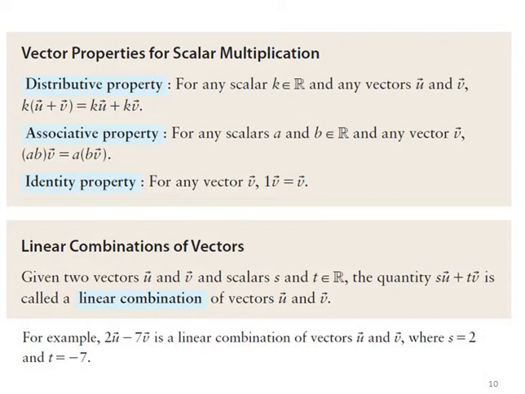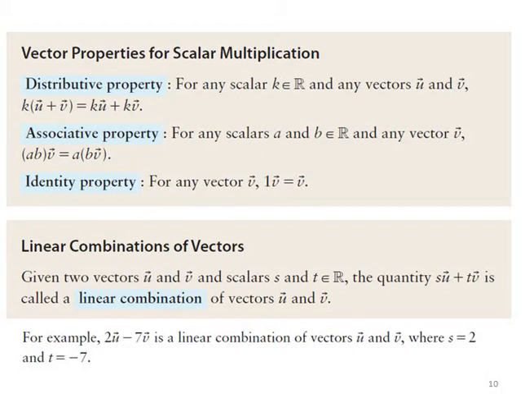Vector properties for scalar multiplication. We have these properties. First one is the distributive property. For any scalar k belonging to real numbers, and any vectors u and v, we can say k times (u plus v) equals k times u plus k times v.